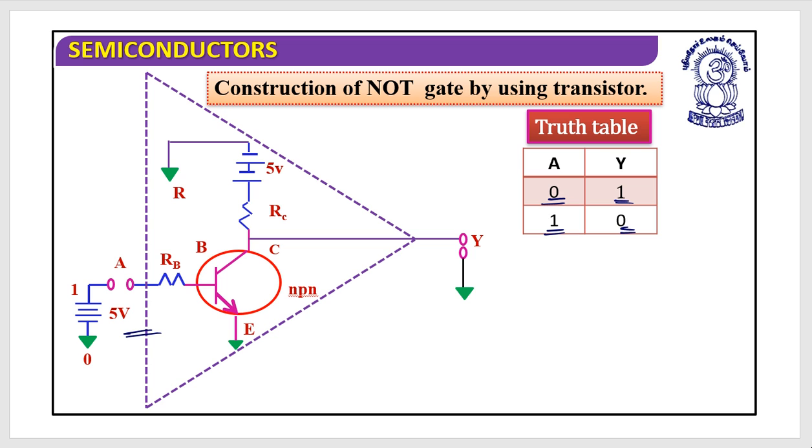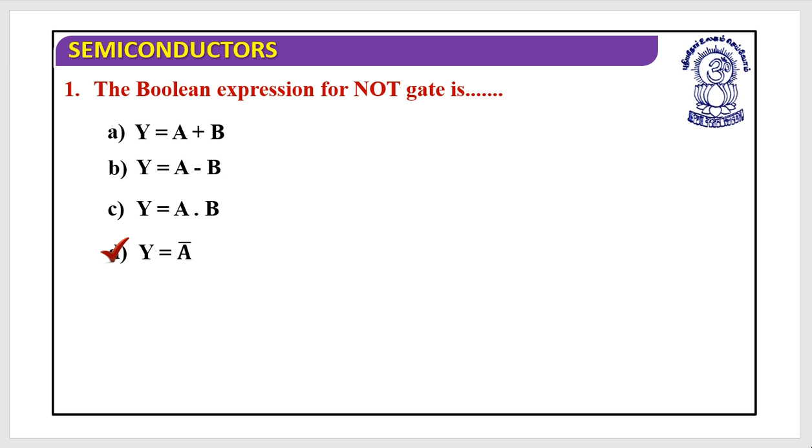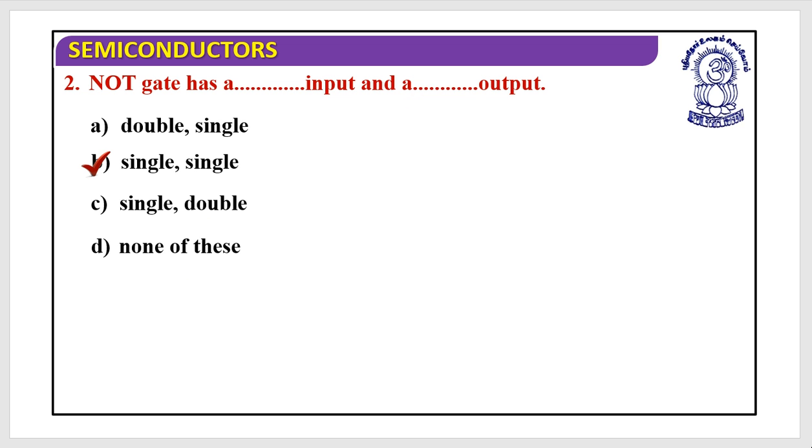So this is the NOT gate. The Boolean expression for the NOT gate, yes, it's Y equals A bar. The NOT gate has a single input and a single output. Yes, it has a single input, single output. So these are all the primary logic gates.